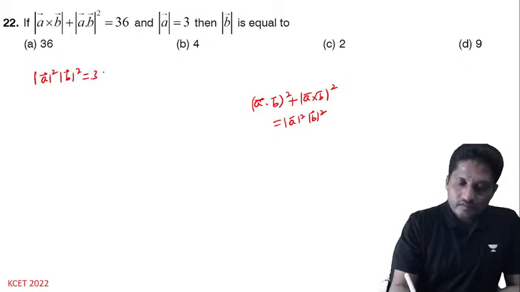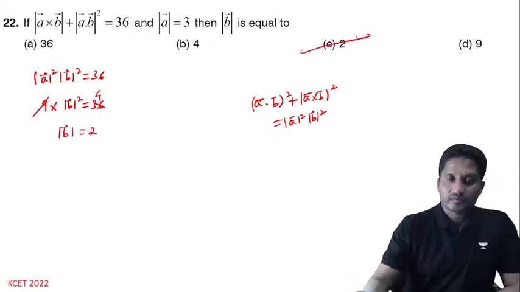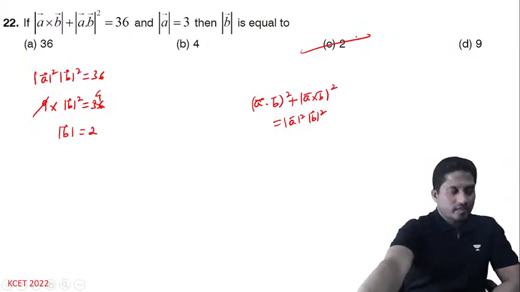So dot the whole square plus cross the whole square is mod a square into mod b square, which is equal to 36. Mod a is 3, right? So this becomes 9, and then modulus of b the whole square is equal to 36. This will cancel 4 times. Modulus of b is equal to 2. Right? Question number 23.